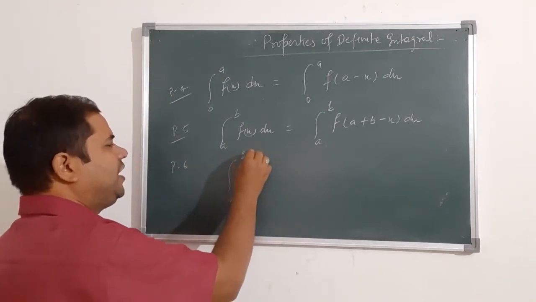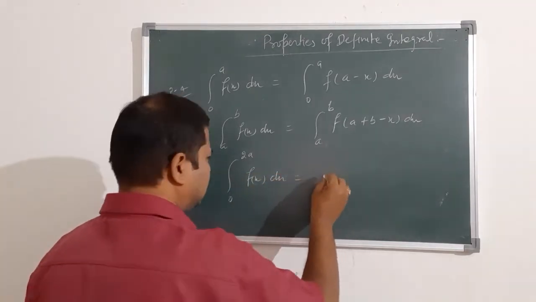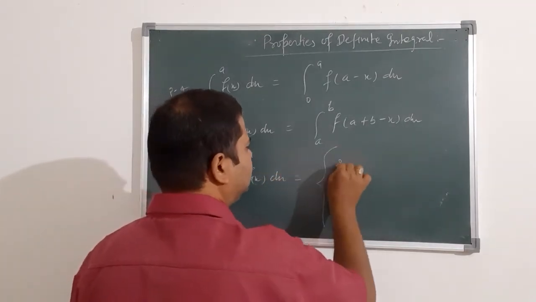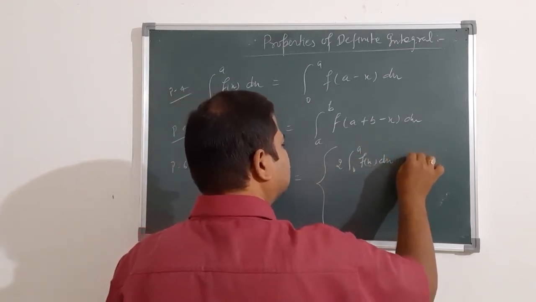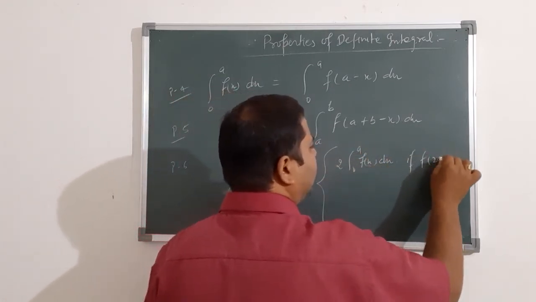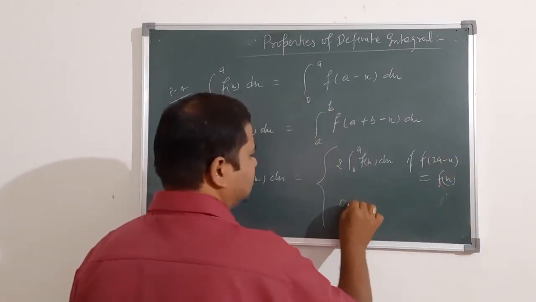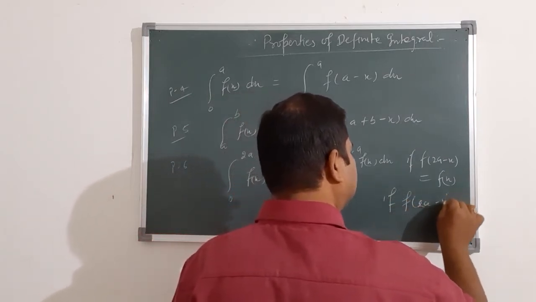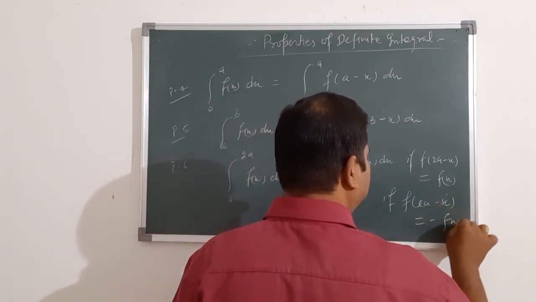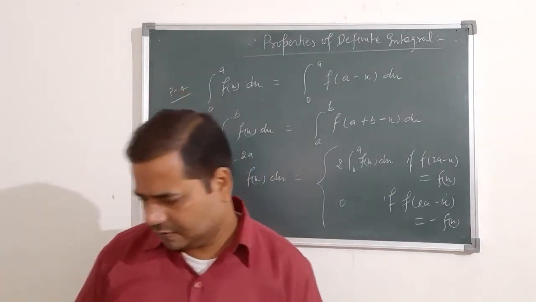Now property number 6: integral from 0 to 2a of f(x) dx. This is nothing but 2 times integral from 0 to a of f(x) dx if f(2a minus x) is equal to f(x), and this is 0 if f(2a minus x) is equal to minus f(x). Okay, so note it down.